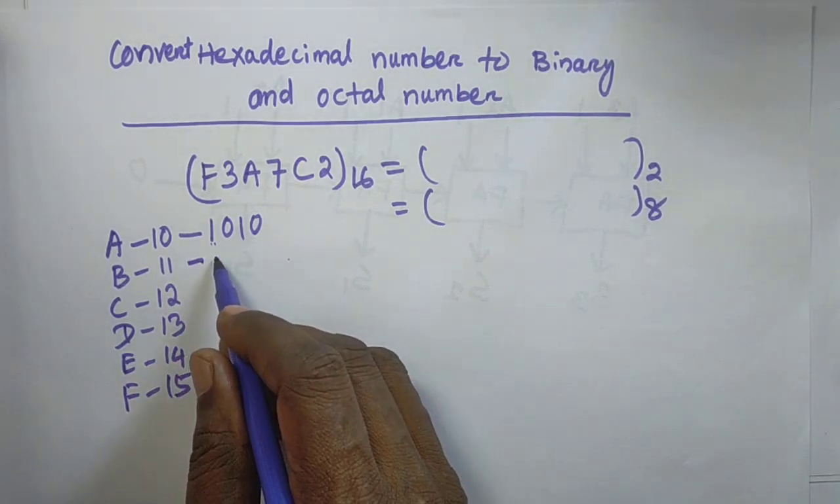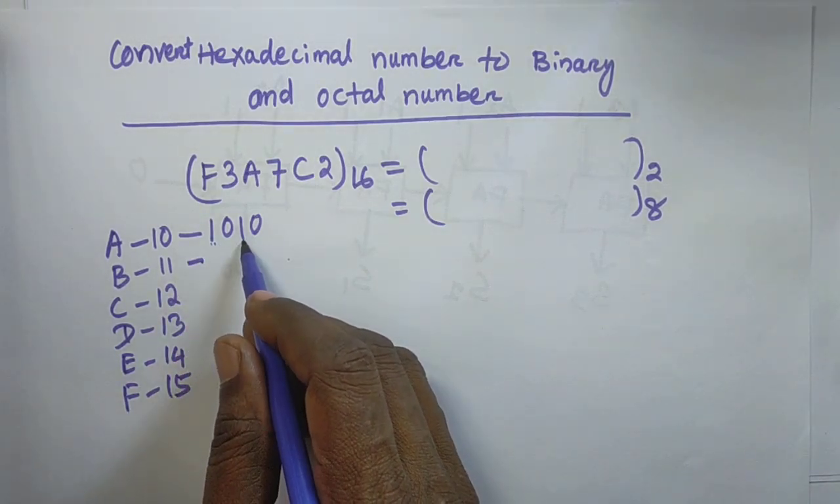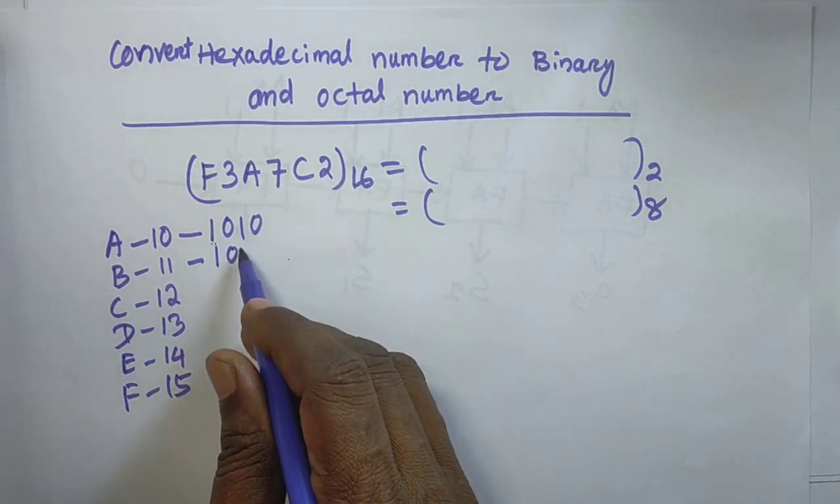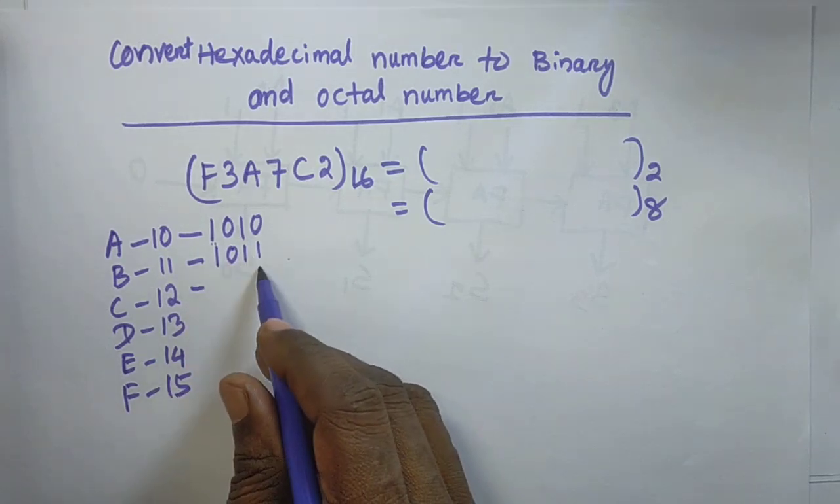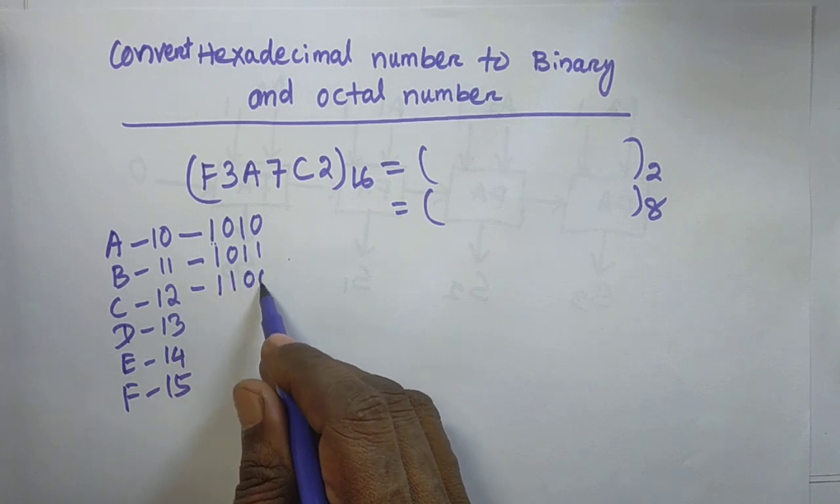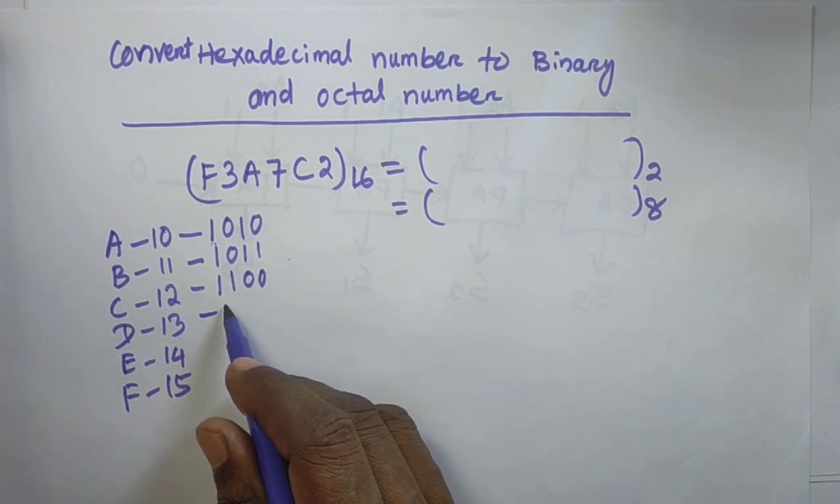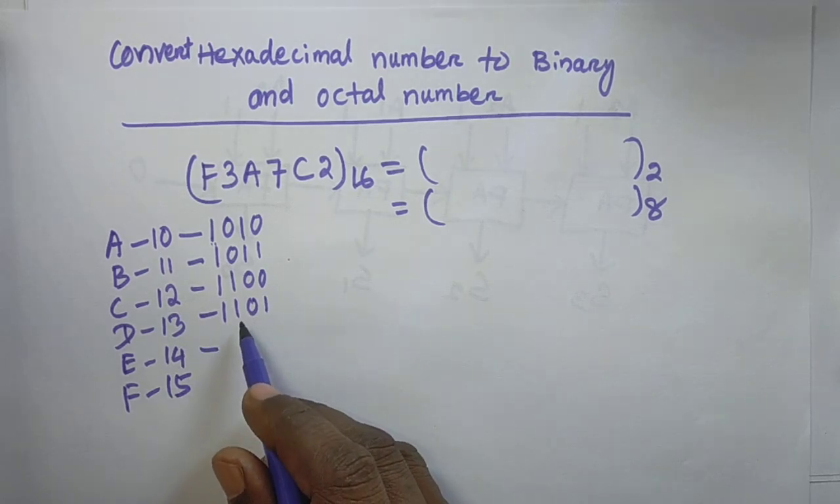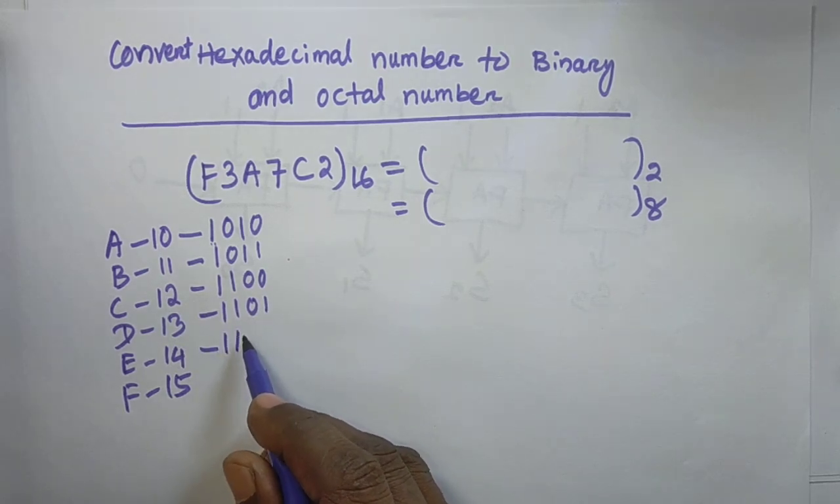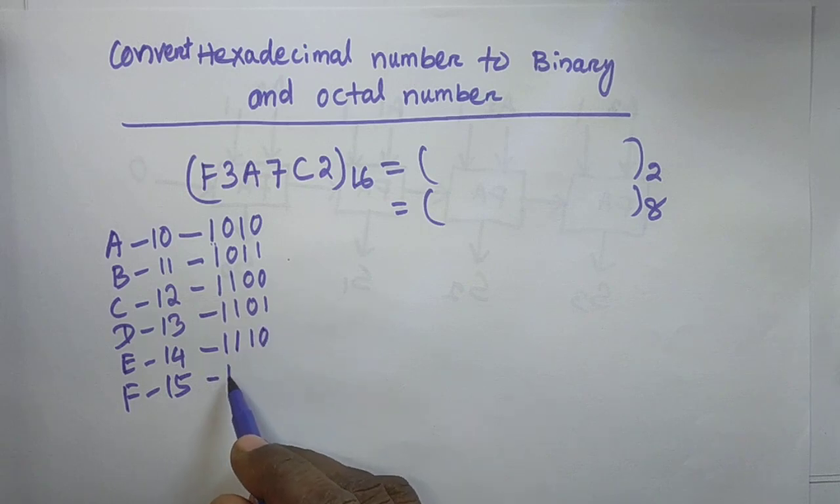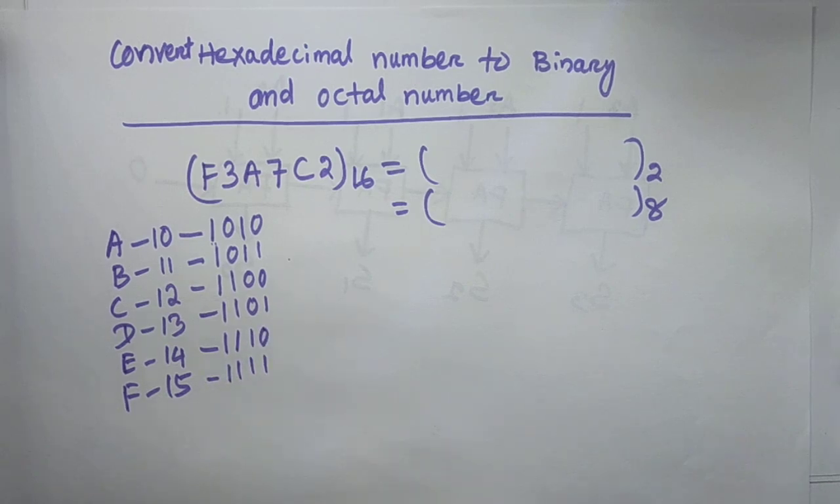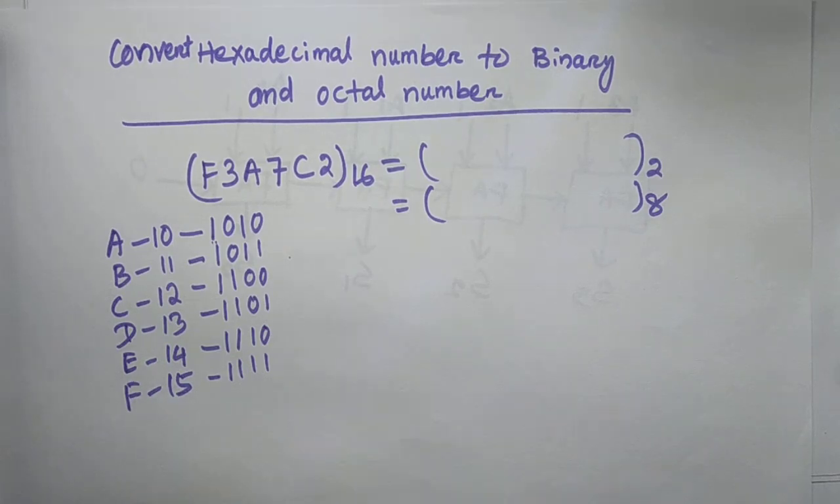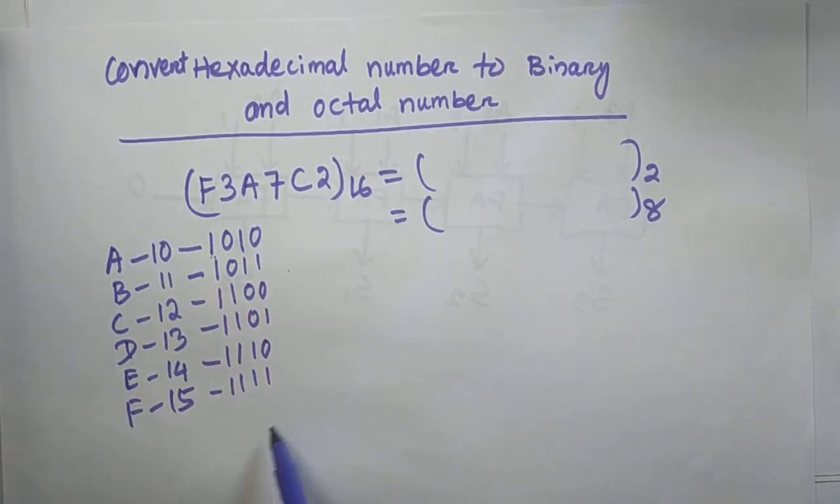Similarly, 11 means 10 plus 1, so 1011. Similarly, add 1 for 1100. Add 1 for 1101. Add 1 for 1110. Add 1 for 1111. If we go through the A, B, C, D, E, F values, then we consider 4-digit numbers like this. This is the basic formula we have to remember first.